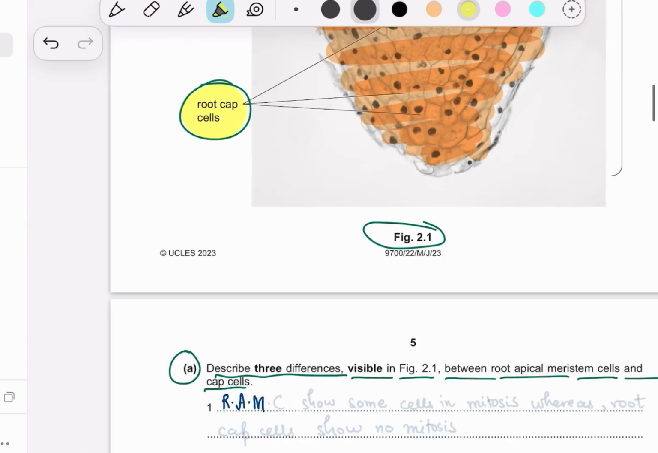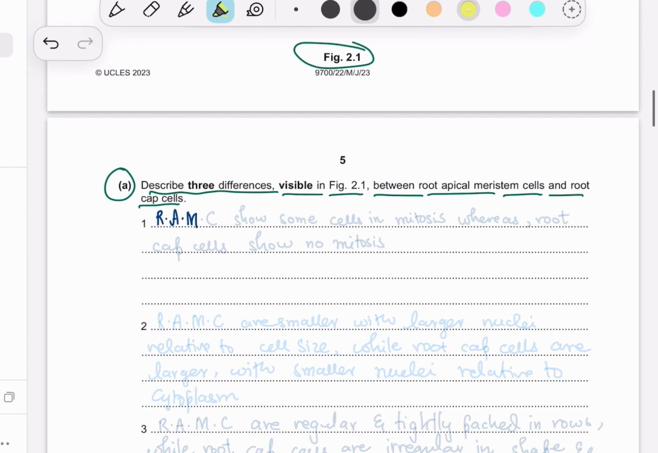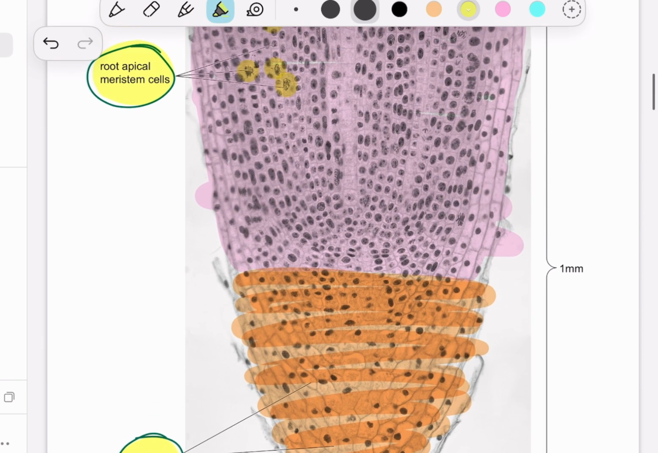So the first difference you can write is that the root apical meristem cells, this is the short form which I will be using for the root apical meristem cells, but make sure that when you are solving this in your papers, in your actual examinations, you do write the full form. So the first difference we discussed is that the root apical meristem cells show some cells in mitosis, whereas the root cap cells show no mitosis, right?